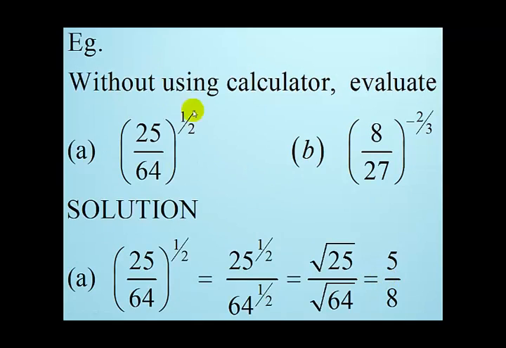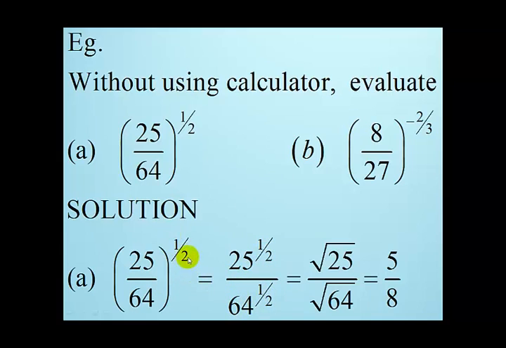Now let's look at this example. Without using calculator, evaluate A, 25 divided by 64 exponent half. B, 8 over 27 exponent minus 2 over 3. Now let's look at the solution. 25 divided by 64 exponent half is equal to 25 raised to the power half divided by 64 raised to the power half.